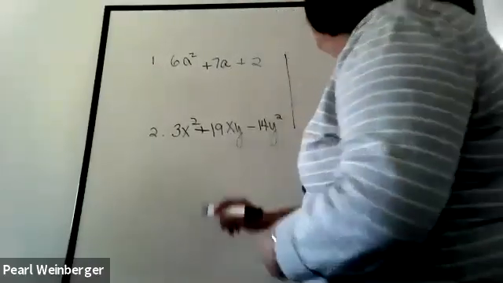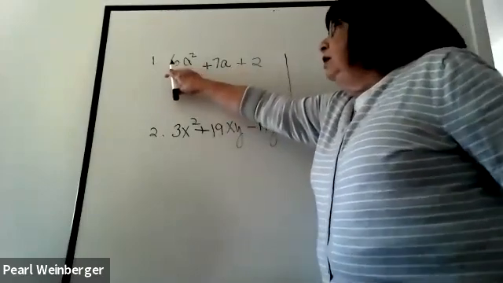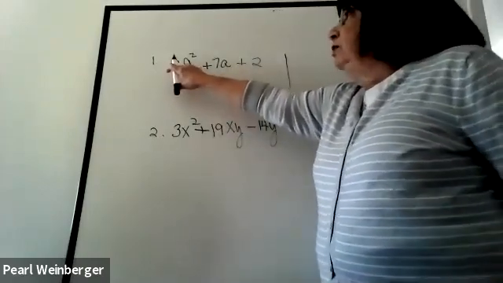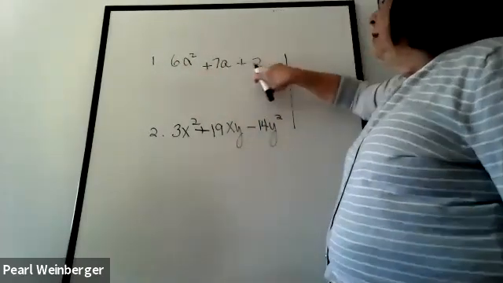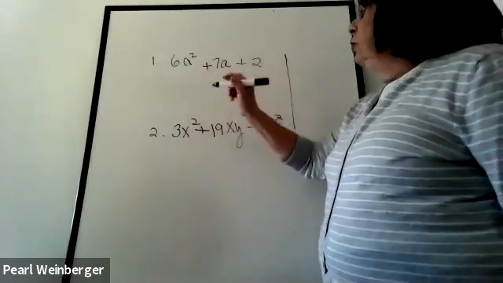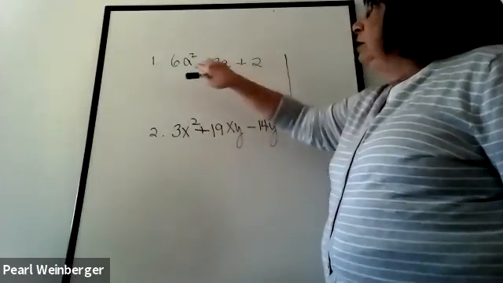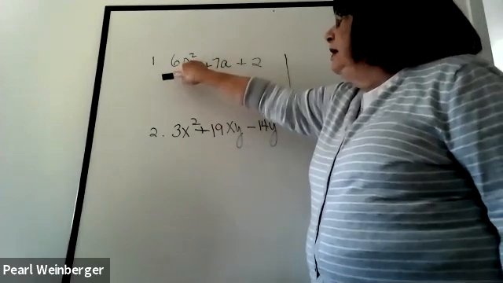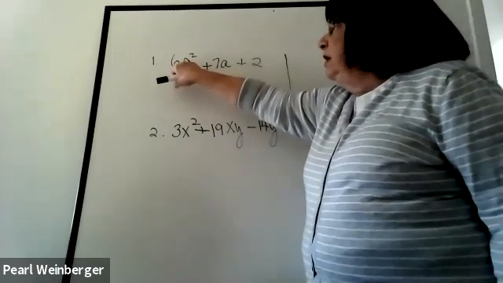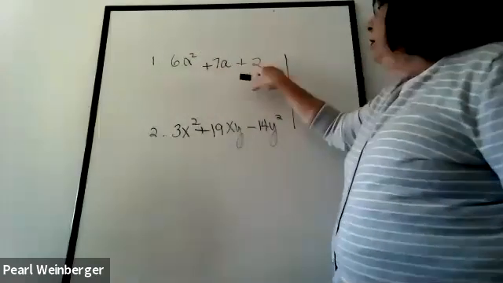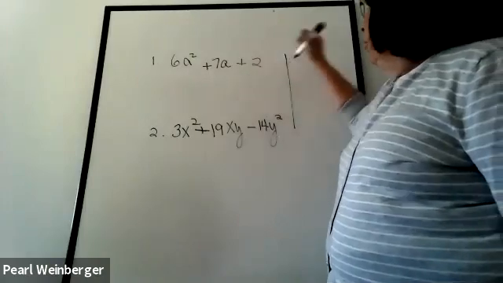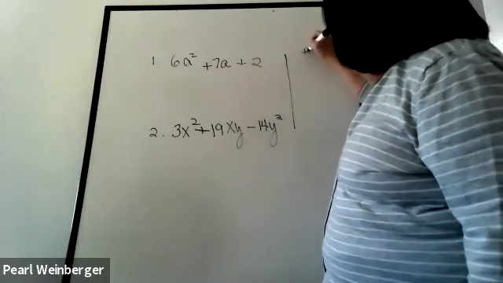Resume recording. Okay. We see our leading coefficient. The number in front of the a squared is a 6, and there's no common factor here. So we know we're going to have to do the AC method. So we're going to take the 6 and multiply it by the 2, and we're going to get plus 12.